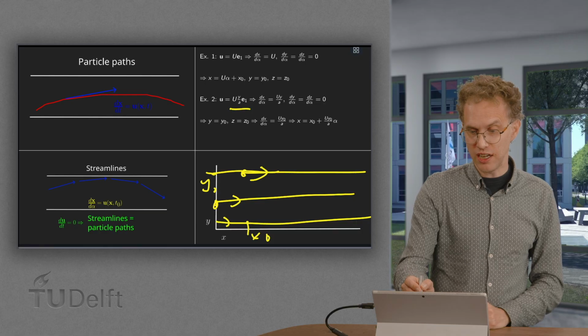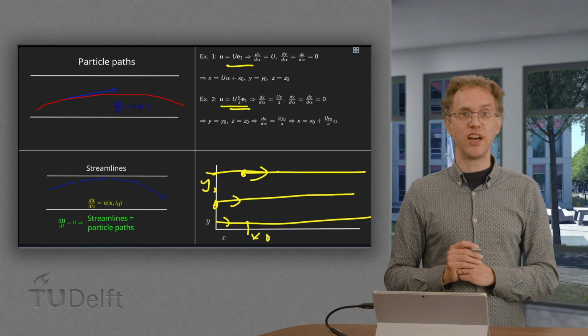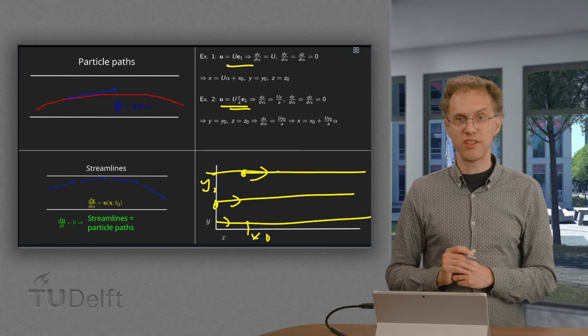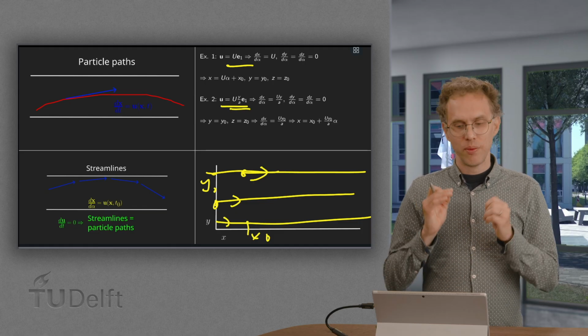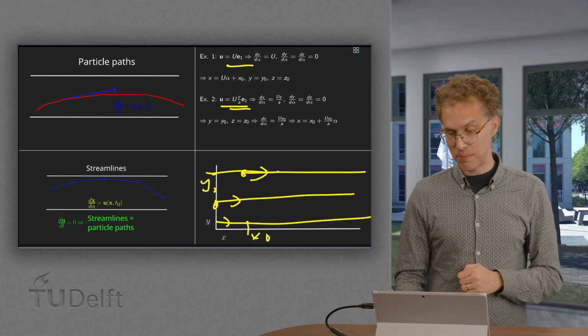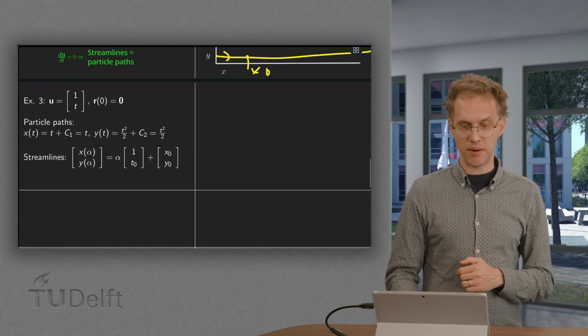So there you have your streamlines, and in this case, streamlines and particle paths are the same, because in both cases the right-hand side does not depend explicitly on time. So let's see what happens if we make some messy example where the right-hand side does depend on time, because in that case streamlines and particle paths are not the same.